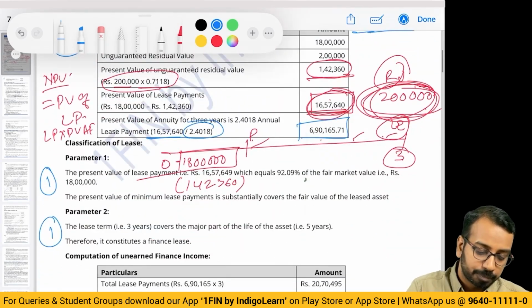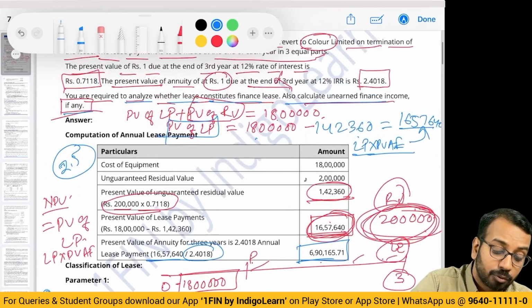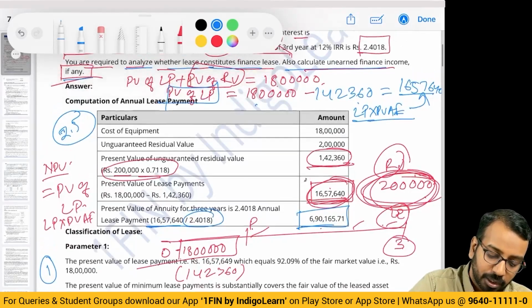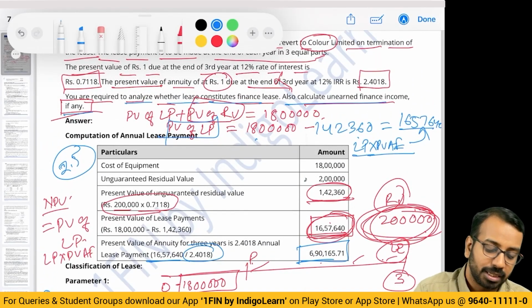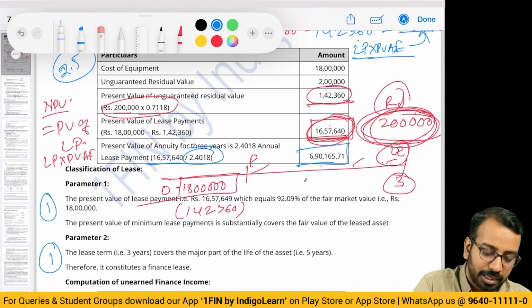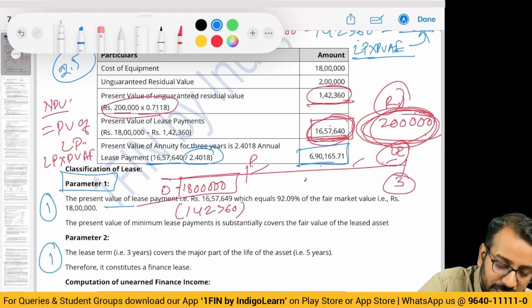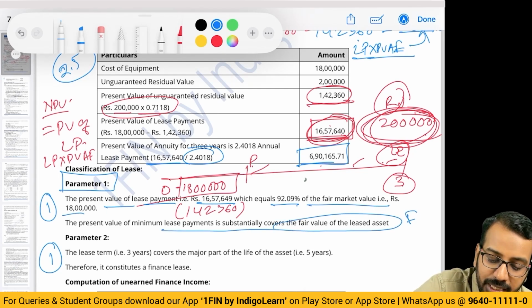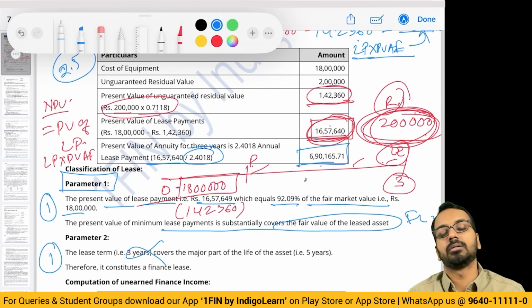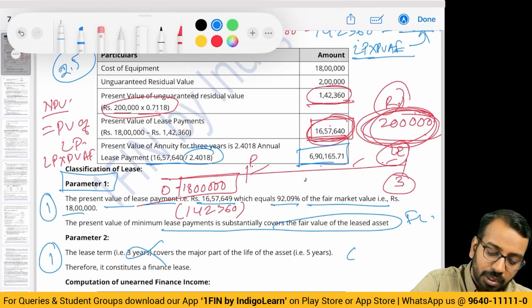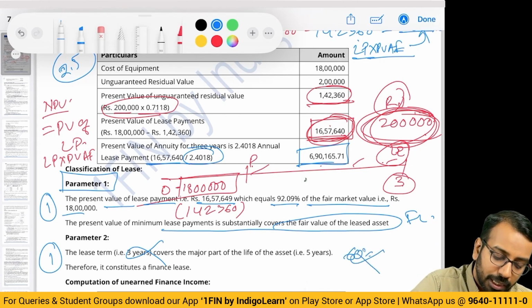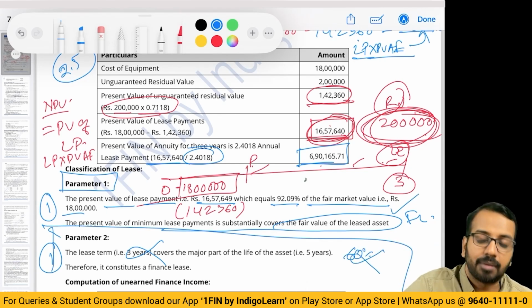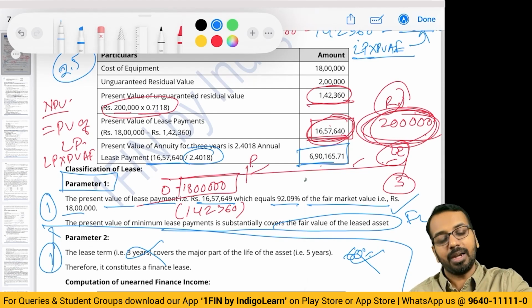Now, we have calculated this. To classify the lease, we need to check whether it is a finance lease or not. How do we check it? In the first condition itself, the present value of lease payment is 16,57,640, which is 92% of the fair market value. Hence, it substantially covers the fair market value and it is a finance lease. No need to do the second check. In fact, this is only 60%, which is actually incorrect. This is as per the suggested answer, but the first condition itself is sufficient. One condition is satisfied, it is a finance lease.